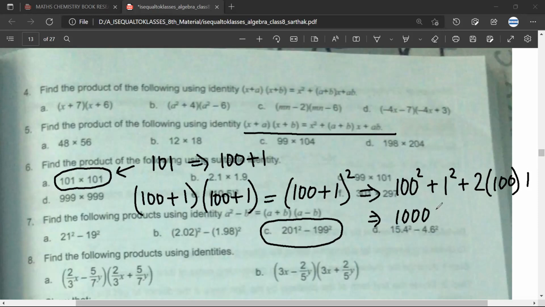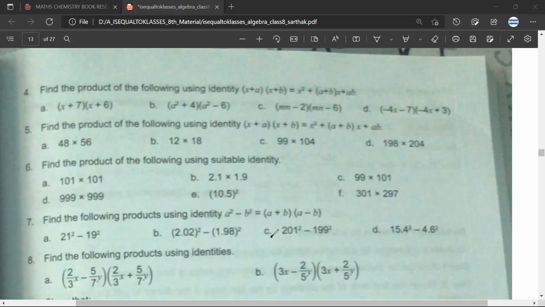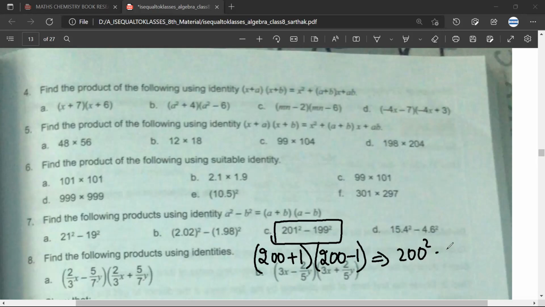So these are the fourth kind of questions that are asked, where you will be using the identities to solve these numerical values, and you will have to identify how to write these products in terms of multiplication. So for example, in questions like this can be written as 200 plus 1 into 200 minus 1. So this could be written as 200 square minus 1 square, and then you find the value. Sarthak, any doubt? No, sir.